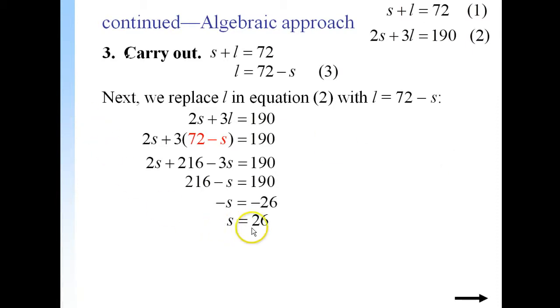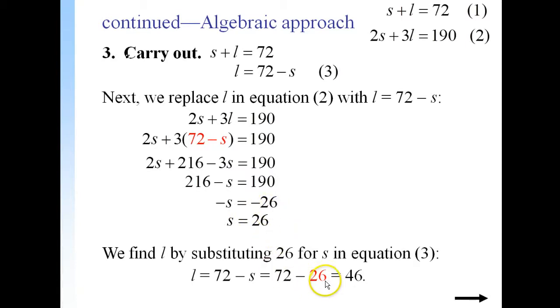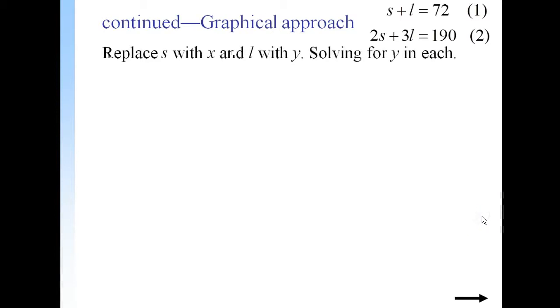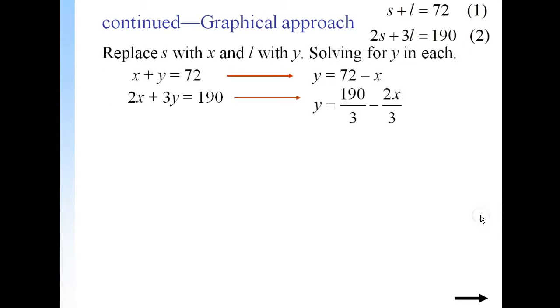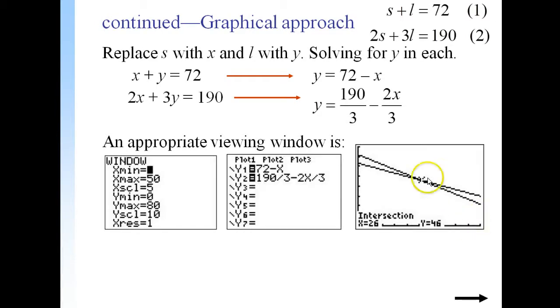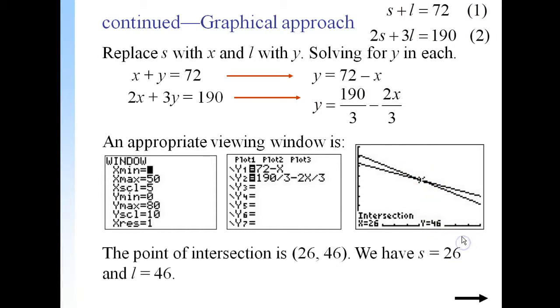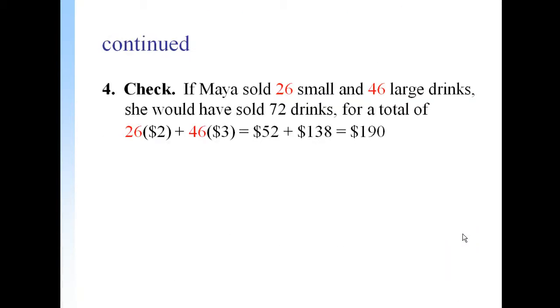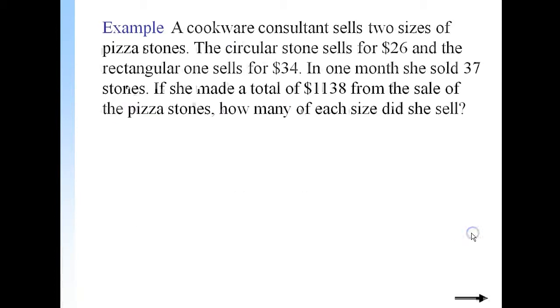Again, they get for the small number of drinks, 26, and for the large, once we subtract, 46. So again, we used elimination, we got 46. Here they're showing us through substitution. And it all checks out. We're not using a graphing calculator to do it, but that would be your point of intersection. And there's a check. Okay, let's take a look at this next one.